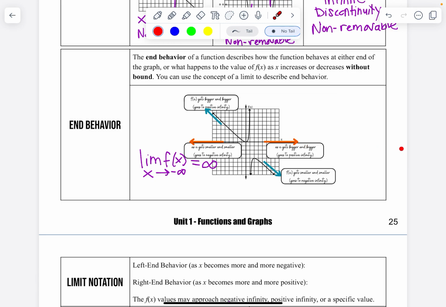So as x gets bigger and bigger, goes to positive infinity, the function gets smaller and smaller and smaller and heads to negative infinity. So we would say the limit of the function f of x as x goes to infinity equals negative infinity. It heads downward.